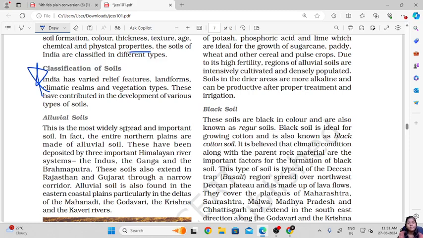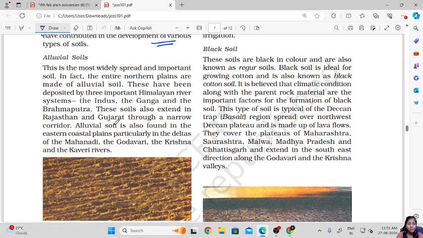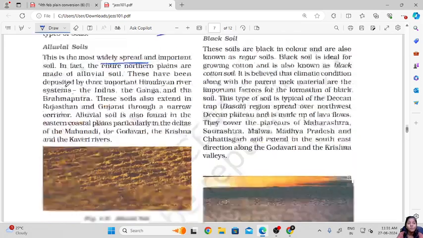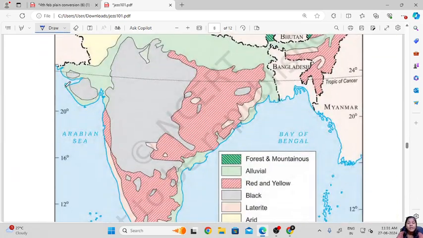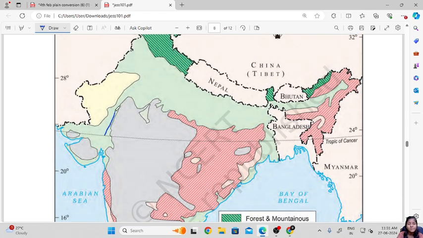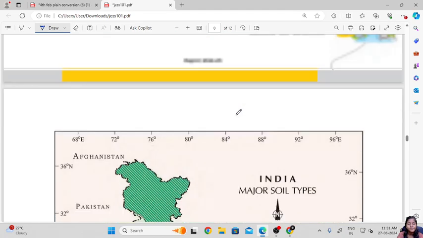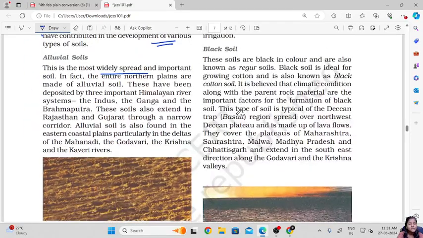India has varied relief features, landforms, climatic realms and vegetation types. These have contributed to the development of various types of soils. Okay, the first one we will be talking about is the alluvial soil. This is the most widely spread and important soil. In fact, the entire northern plains are made up of alluvial soil. If we see the Indian map, the entire northern plains are made up of alluvial soil. These have been deposited by three important Himalayan river systems: the Indus, the Ganga and the Brahmaputra.